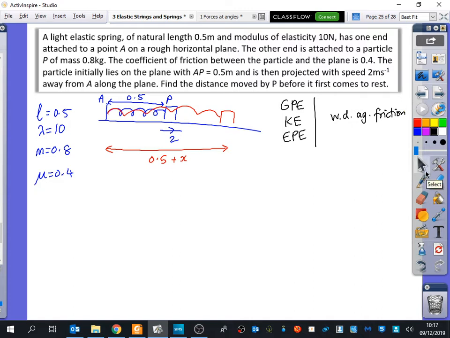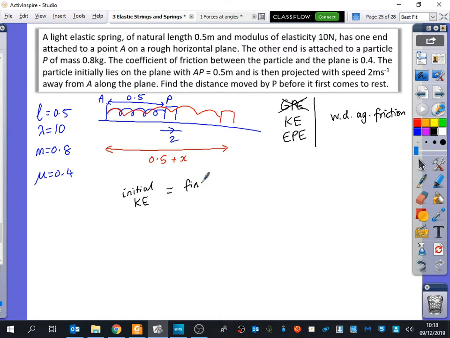Okay, so we have KE initially. The only thing that we've got to begin with, because we're not going to have any gravitational potential energy in this question since it's on a flat table. It doesn't have any elastic potential energy to begin with because it is at its natural length. So the only thing we need to start with is the initial kinetic energy. That's what it's got in the bank. What's that kinetic energy going to get converted or spent on? Elastic potential energy and work done against friction.